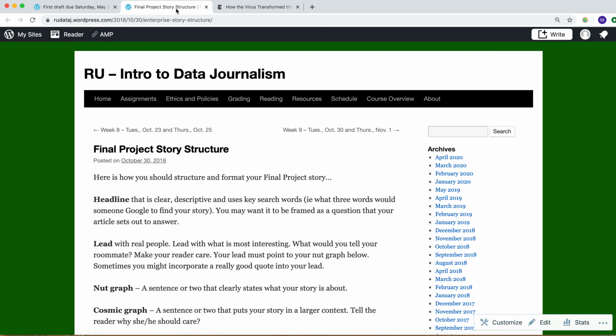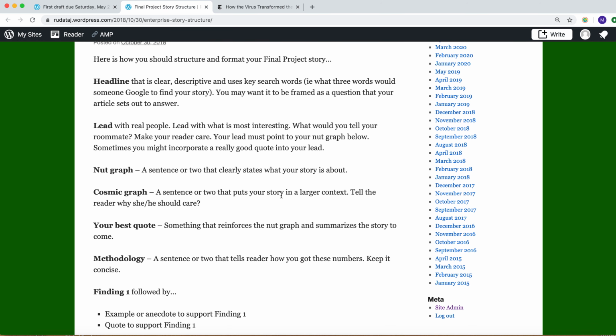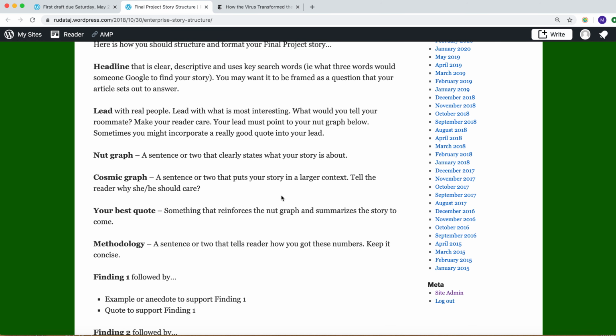All right, so here's what I'm looking for. Let me walk you through this a little bit. First of all, your headline. It should be clear, descriptive, and use keywords. If someone Googled your story, put in a couple keywords, would your headline pop up? Your headline might be a question that you set out to answer. But it should be really clear. It should say what your story is about.